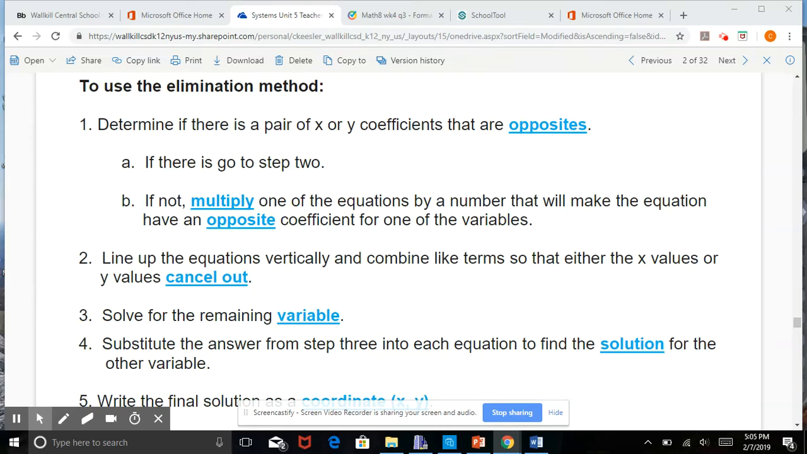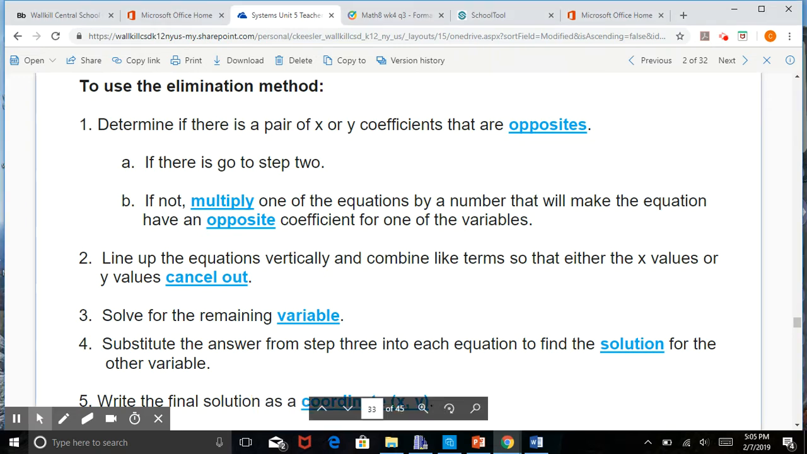So yesterday you learned about the standard form of a linear equation, which is ax plus by equals c. And that type of equation can be used to write an equation in two variables. So today you're going to see how that equation written in two variables can be used to solve a system of equations.